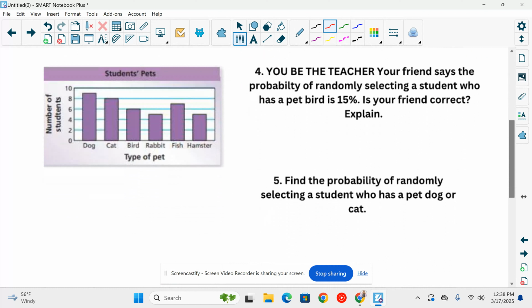All right, I want you to do 4 and 5. You're the teacher. Your friend says the probability of randomly selecting a student who has a pet bird is 15%. Is your friend correct? And then I want you to do number 5: find the probability of randomly selecting a student who has a pet dog or cat.